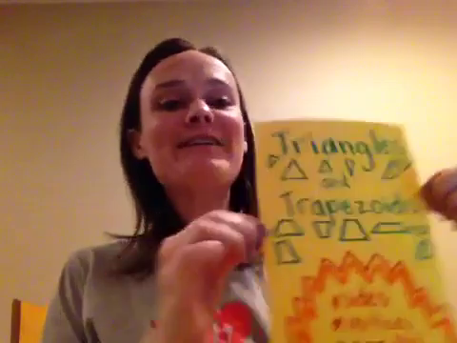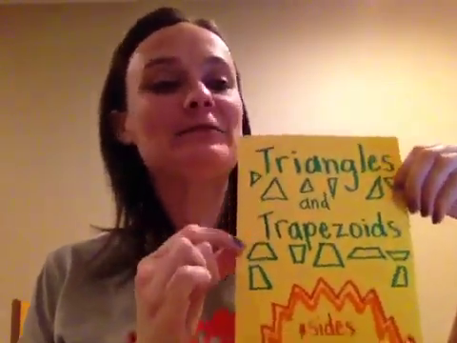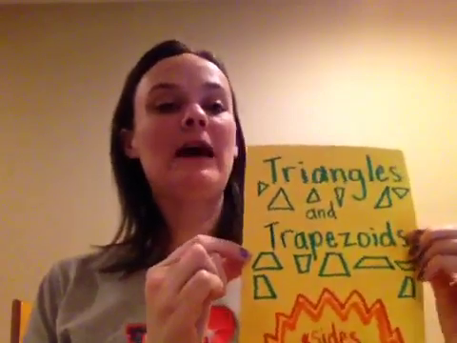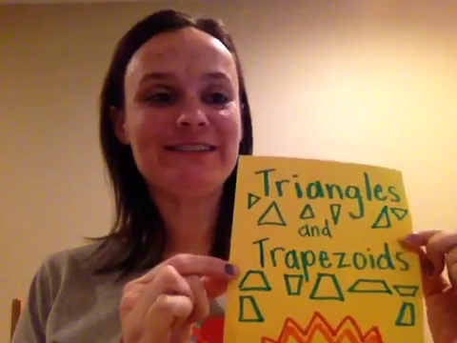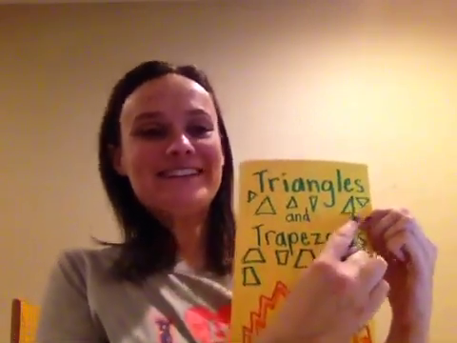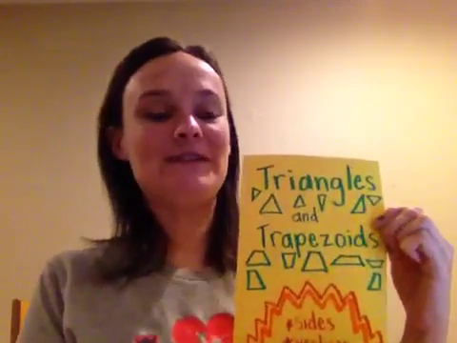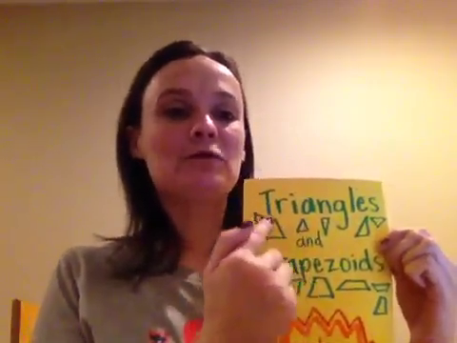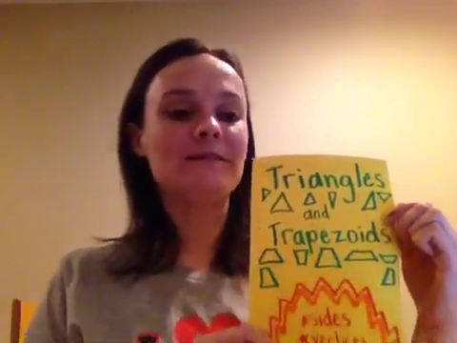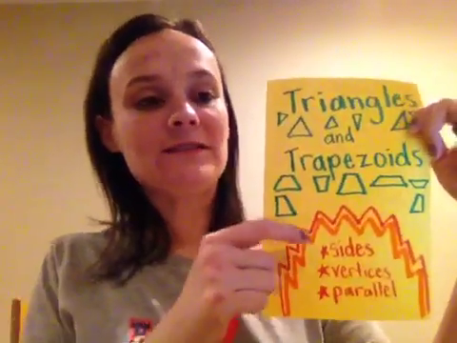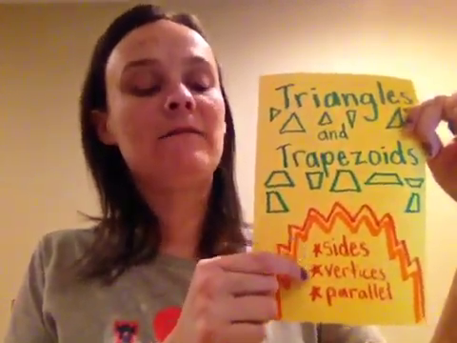But we're going to get going on our lesson. Today's lesson is brought to you by the letter T. We are talking about triangles and trapezoids. How about you say that after me? Triangles, trapezoids. So around each shape name, I drew the kind of shape it is. So these are all examples of triangles, and these are all examples of trapezoids. Words we'll be talking about are sides, vertices, and parallel.